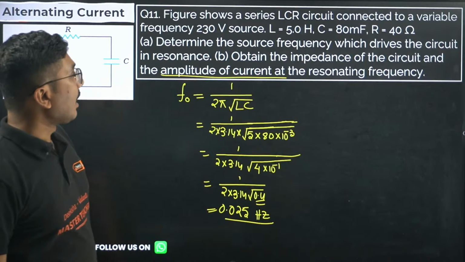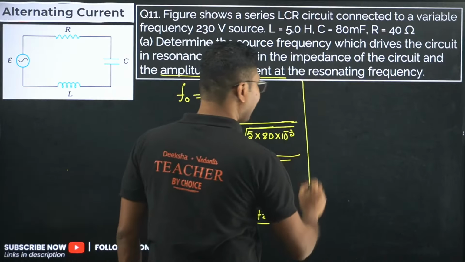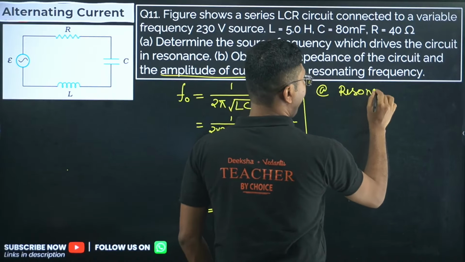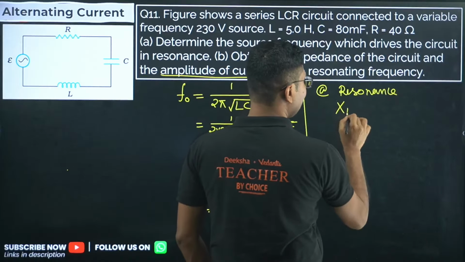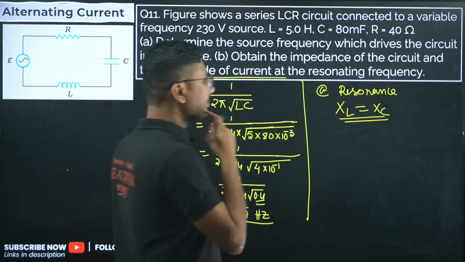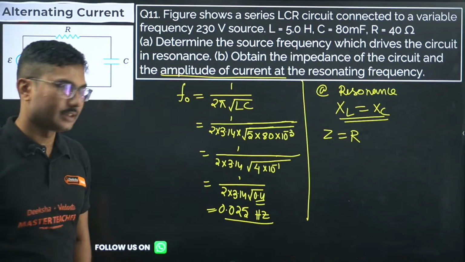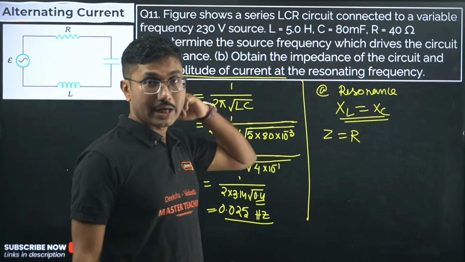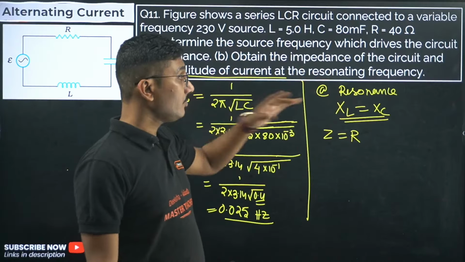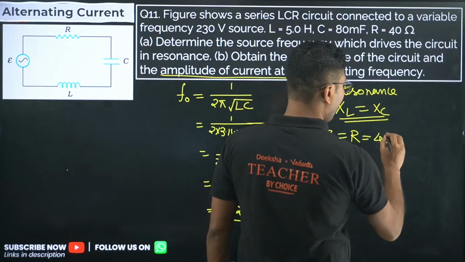The second part is to obtain the impedance of the circuit at resonance. At resonance, XL equals XC. That means obviously the impedance is exactly equal to the resistance. You don't need to calculate XL and XC; you just need to show that XL equals XC. That means at resonance, the impedance will be equal to the resistance, which is 40 ohm.